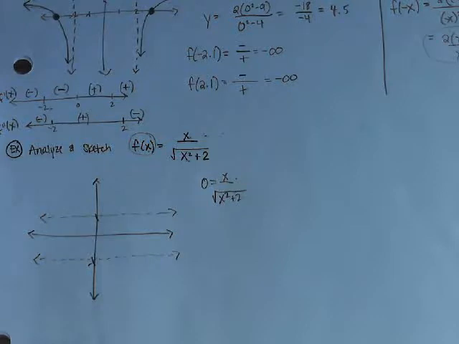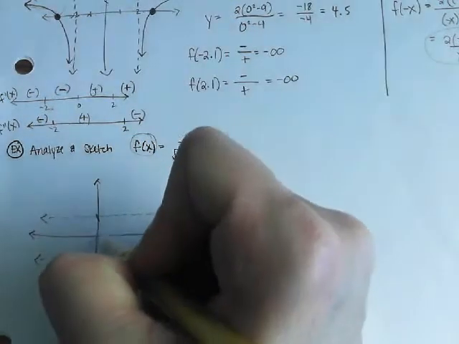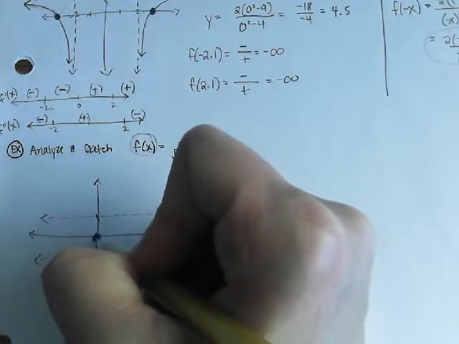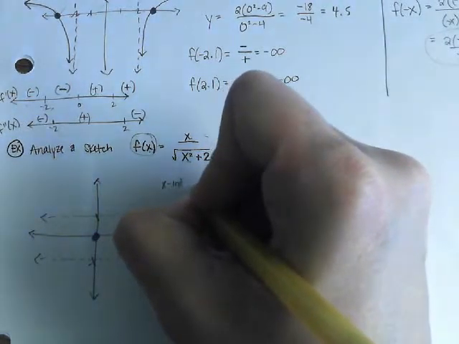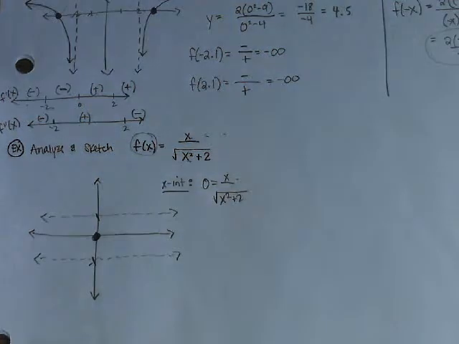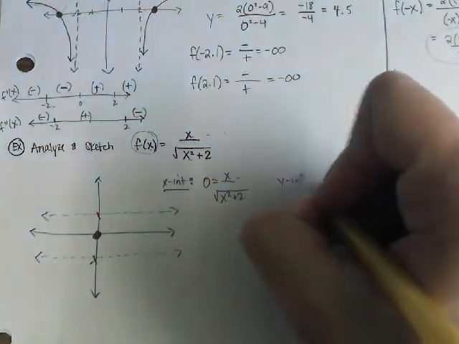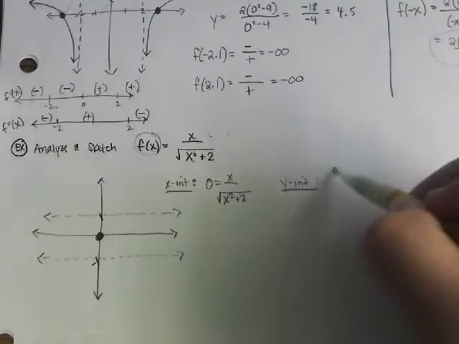This is my x-intercept work. To find my y-intercept, I set x equal to 0. That's going to be 0 over root 2, which is going to be 0. Which I already have graphed, so it's the same point as my x-intercept.